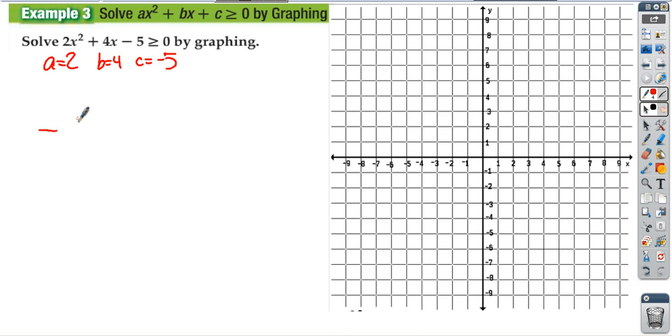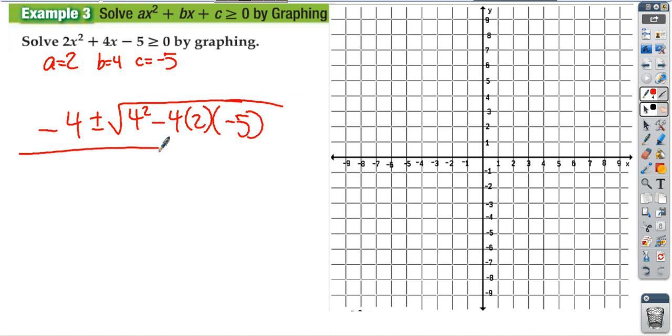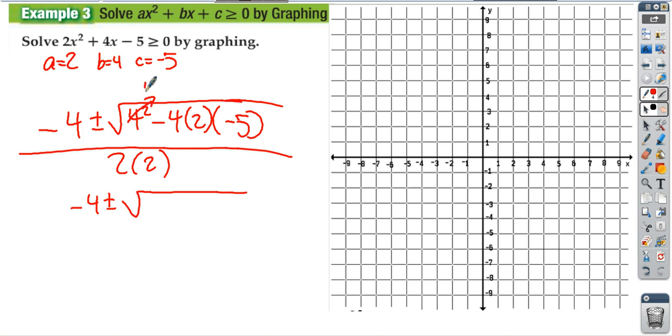So the quadratic formula is -b, so -4 plus or minus the square root of b squared, 4 squared, minus 4 times a, which is 2, times c, which is -5. And that's all over 2 times a, all over 2 times 2. And if we simplify this, -4 plus or minus, this would be 16, that's 16 right there, minus 4 times 2 would be -8, times -5, so -8 times -5 would be +40, so that whole thing becomes +40, so 16 plus 40 is 56 over 2 times 2, which is 4. So we're basically trying to find the zeros here.